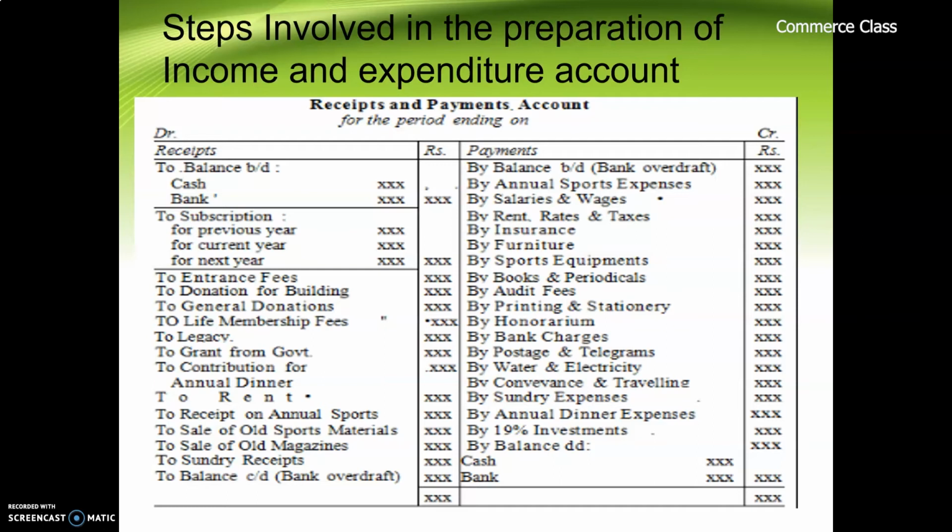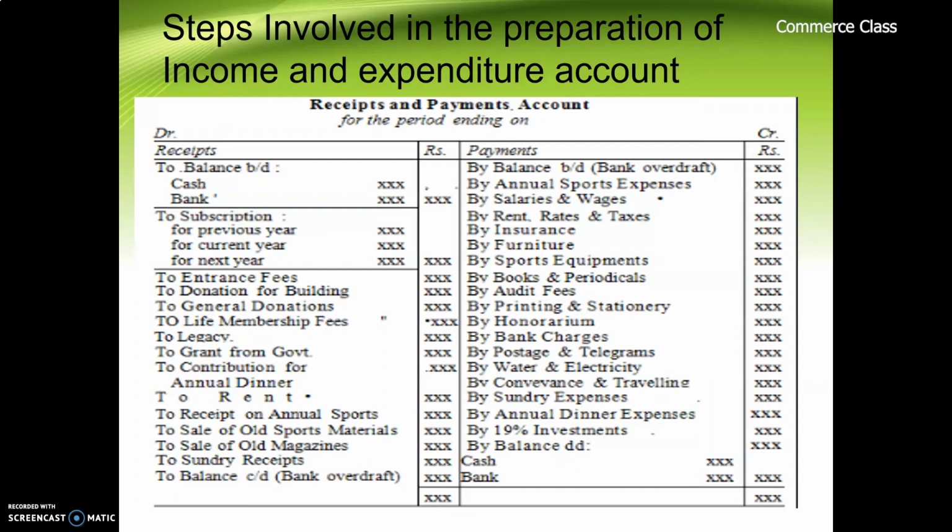Ignore opening and closing balances of cash. That is, balance carried down, cash and bank, and balance brought down, cash and bank. These two have to be ignored. Ignore capital receipts and capital payments. Any capital receipt here like donation to building, furniture, these things have to be ignored. These are of capital nature. Ignore receipts and payments relating to preceding years and following years.